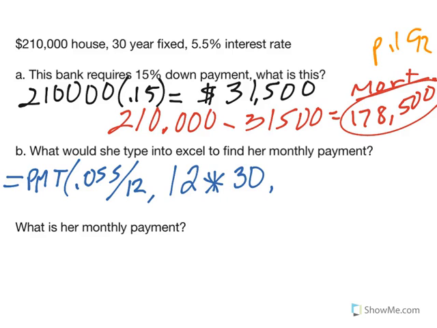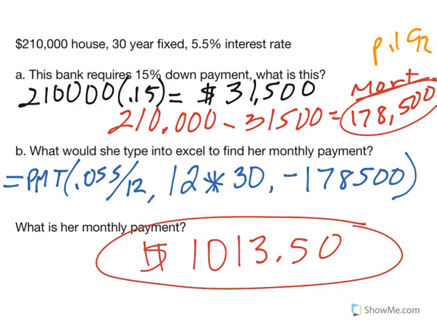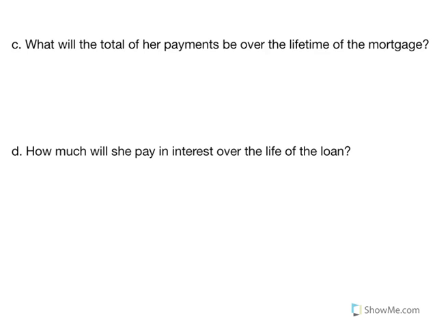Now, how much is she borrowing? Well, she's going to be in debt, so it's negative 178.5. Notice, no comma in the middle of that big number. We just want the 178.5 all together. So when you type that in, it is going to spit out $1,013.50. And that is Camilla's monthly payment for this particular loan.